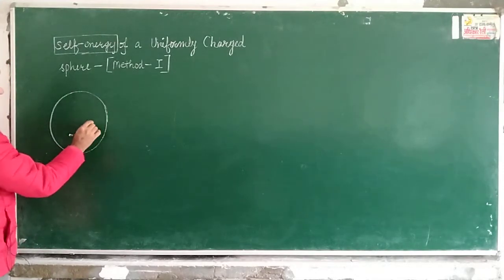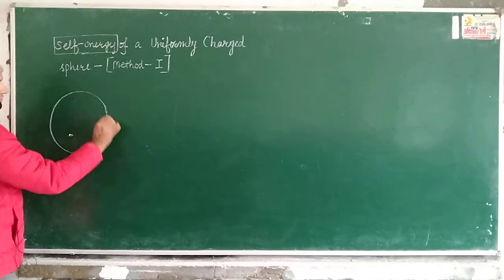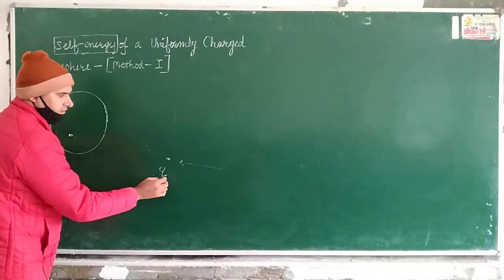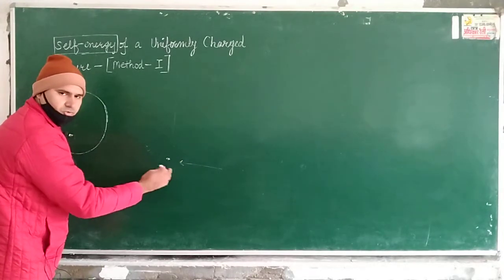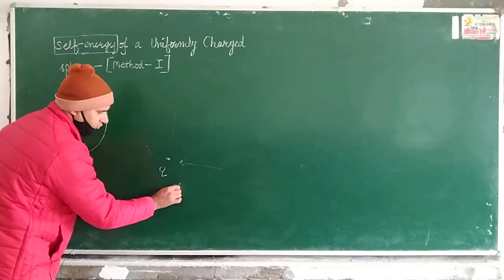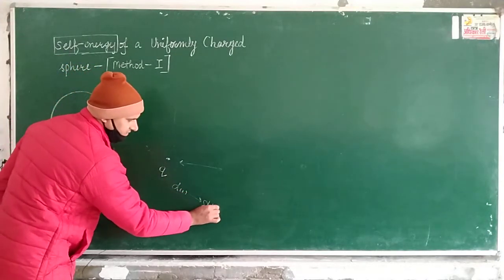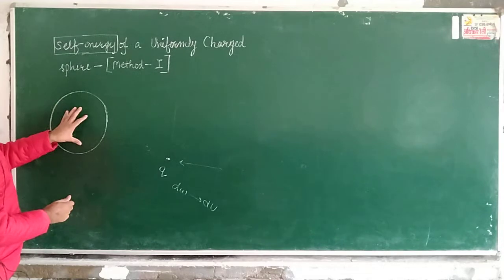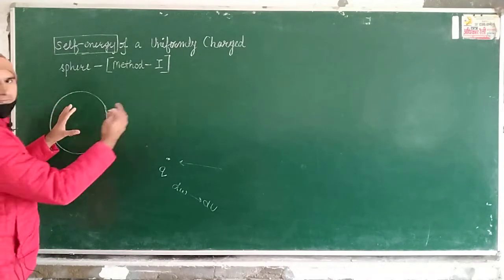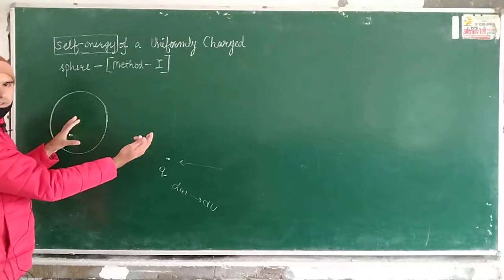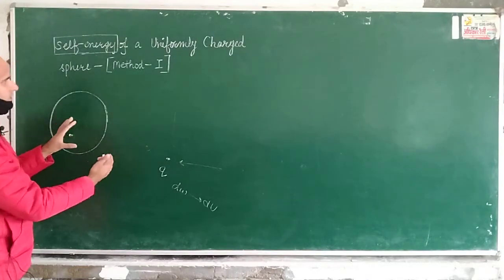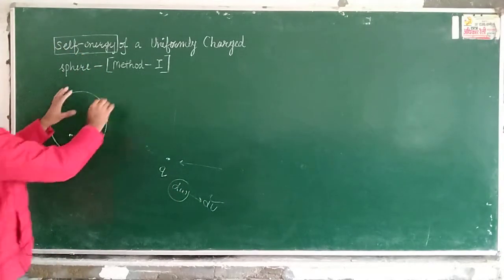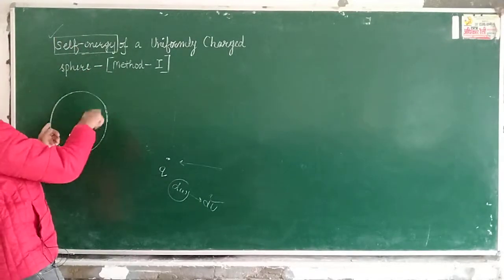So if we give any charge to this sphere, suppose we have a charge q here and we increase charge on this point, then we have to work against the force of repulsion. That amount of work done is stored as potential energy of the system. So when we charge this sphere, to bring further charge we have to work against the force of repulsion, and that work is stored as potential energy of this charged sphere. Now that energy is called self energy of the system.